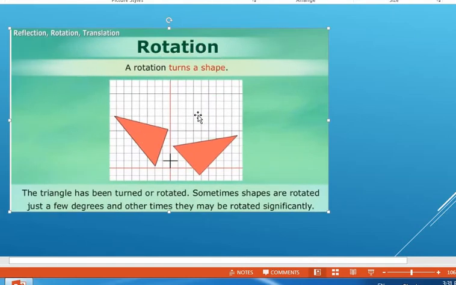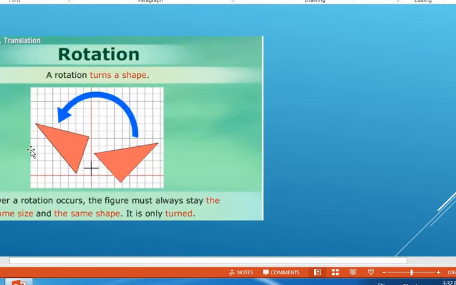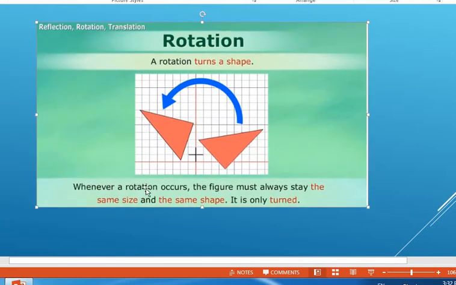Moving to rotation. Rotation is to turn a shape. A triangle has been turned or rotated. Sometimes shapes are rotated just a few degrees, and other times they may be rotated significantly. Whenever a rotation occurs, the figure must always stay the same size and the same shape. It's only turning the shape. Don't change the size or the shape.